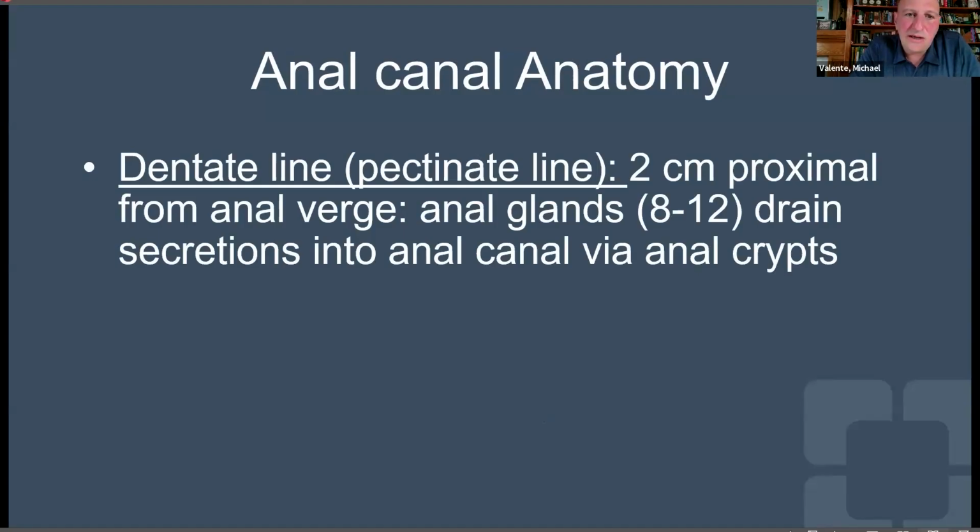They secrete mucus secretions to help lubricate the anal canal when we have bowel function. This is where we get cryptoglandular abscesses. Okay, so this is the anal crypt. The anal gland drains into the anal crypt, at the dentate line area, into the anal canal. So this is where we get cryptoglandular infections.